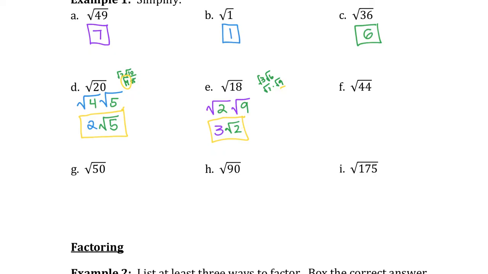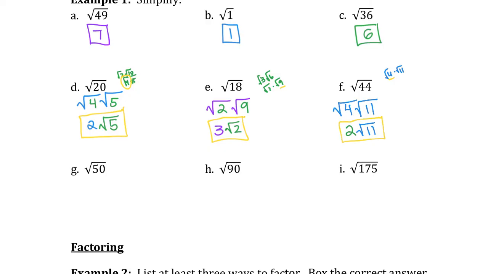Let's try these next ones. 44. I don't know the square root of 44. So let me see if I can think of two factors. Let's see. 4 times 11. Oh, 4 times 11, I know the square root of 4. Okay, what is the square root of 4? The square root of 4 is 2. The square root of 11 is irrational, so I leave it in the radical.